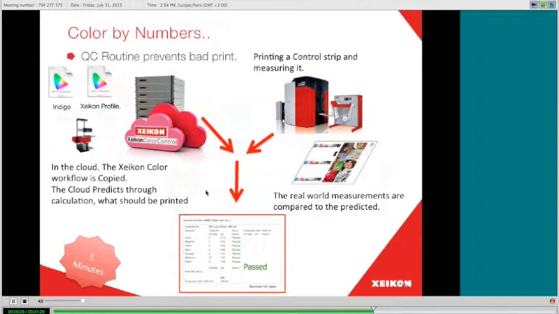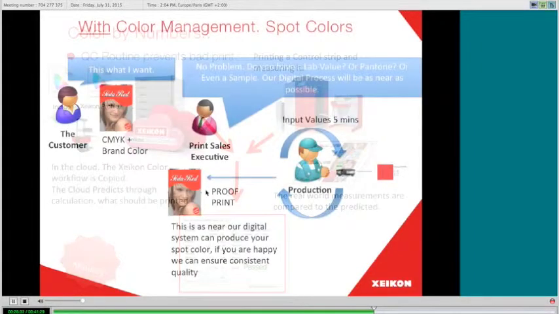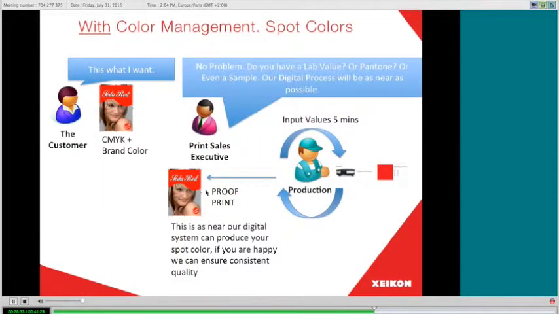So when we employ colour management, we can start to have different conversations with the end user, or our customers can, at least. When it comes down to brand colours and spot colours, the salesman can have a different conversation. He can say, do you have lab values? Or do you want Pantones? These are our Pantones, and this is how good we can produce them.